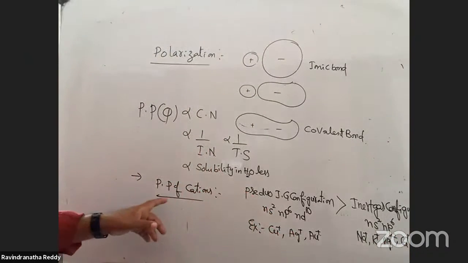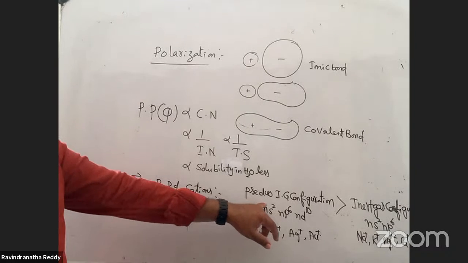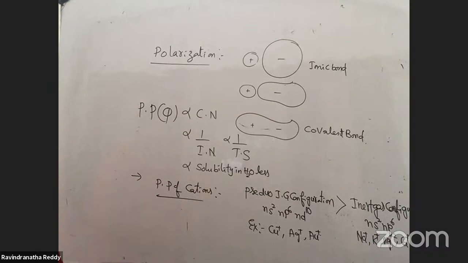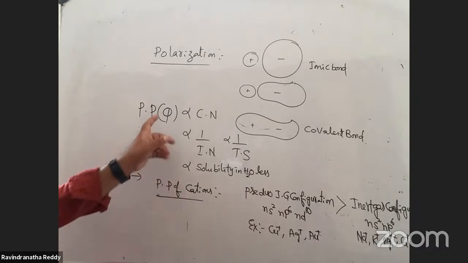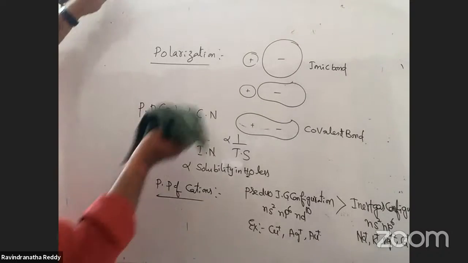So the polarizing power of cations is more where there is a pseudo inert gas configuration, and less where there is an inert gas configuration. So when the polarizing power is more, accordingly the covalent nature is more. Based on this concept, you can see this kind of question.